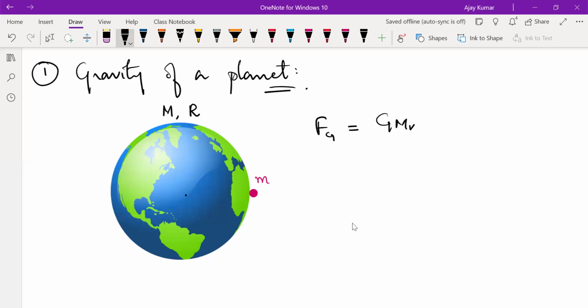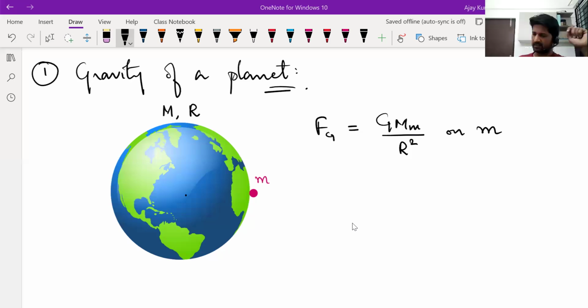G capital M small m divided by the square of distance between them, r square. A sphere, when you are outside it, can be treated as a point mass placed at its center. So these two are at a distance capital R from each other, and the force will be G capital M small m by r square. Now, on whom is this force acting? This force is acting on small m. Of course, it acts on the earth also. On small m, this much force will be acting.